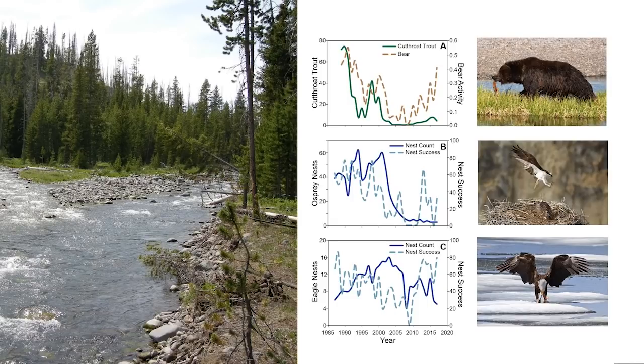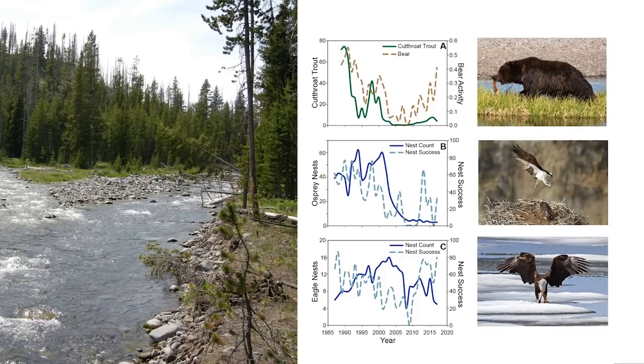The middle graph are the osprey, which only eat fish, and osprey nests declined from about 60 nests on average in the year 2000 to now where we only see about one osprey nest per year around Yellowstone Lake.